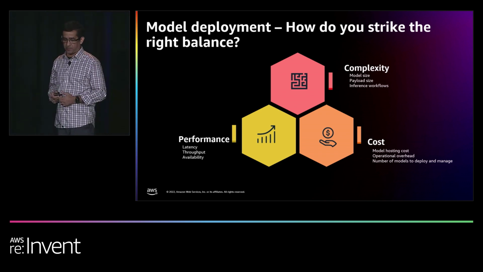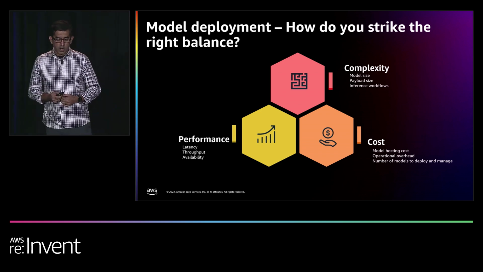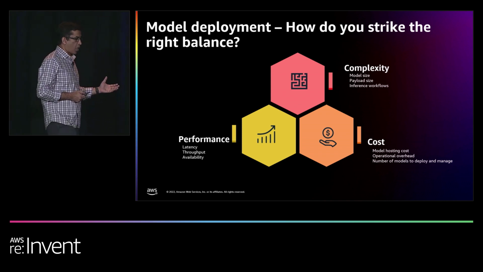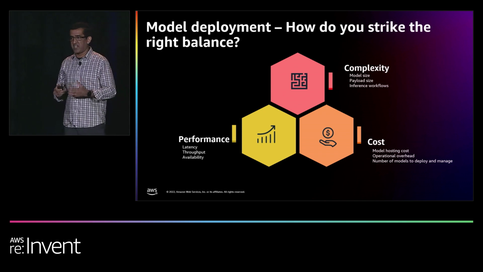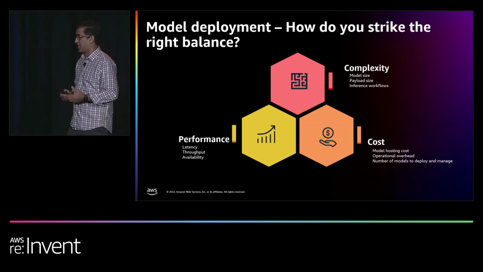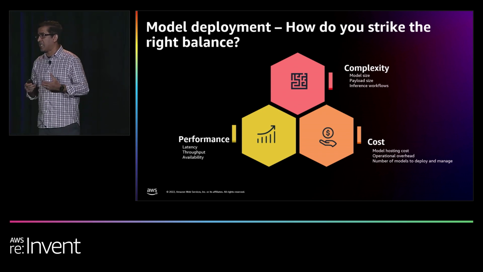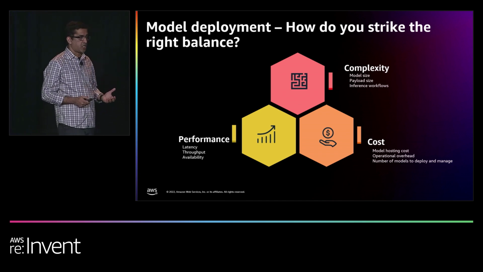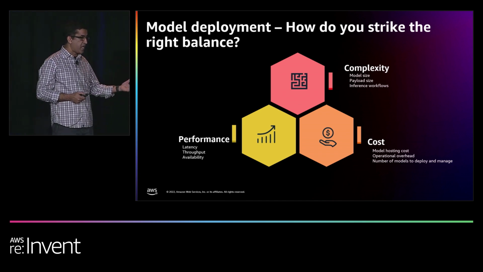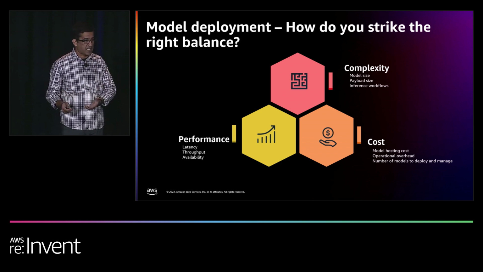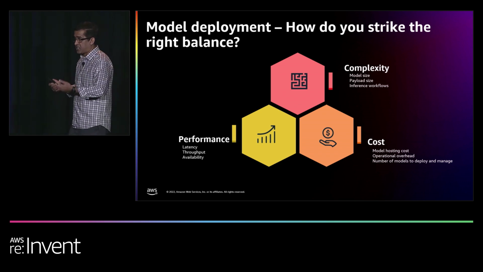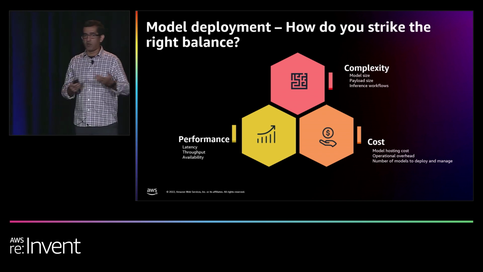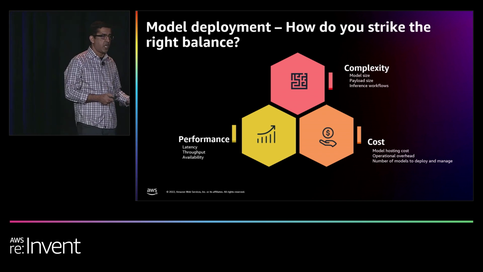Let me illustrate this with a few examples. If you want to deploy a very complex model, let's say you have a very large model that you want to deploy, and you also have very stringent performance requirements, either in terms of latency or throughput, then you will have to deploy these models on either very powerful CPU-based or GPU-based instances, which will be expensive. On the other hand, if you have cost constraints, if you want to contain your cost, and at the same time you have stringent performance requirements, you may only be able to deploy a very simple model.